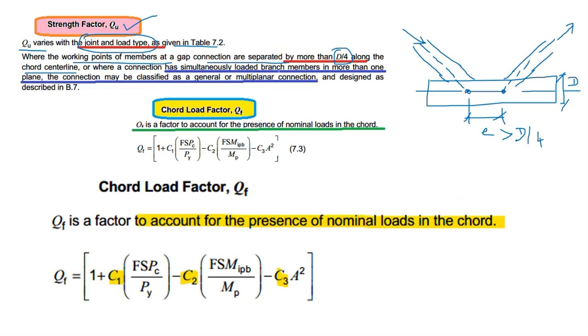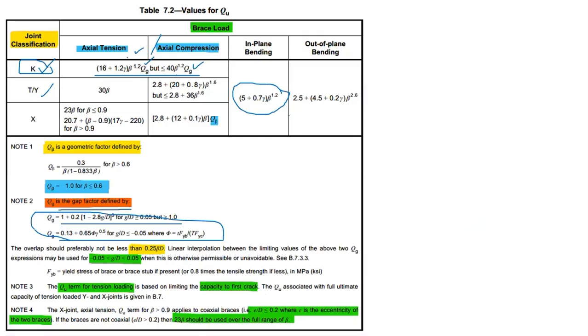Or where a connection has simultaneously loaded branch members in more than one plane, the connection may be classified as a general or multiplanar connection. This section we will also see, and it should be designed as described in section B.1. That's commentary we'll see. This QU factor is a big factor. You have to see what the joint classification is and what the load type is. Based on the joint classification and the load type, we have many empirical parameters, and based on that we can calculate. I will show you one Excel or MathCAD also, how it was calculated. We have some basis to calculate these values.